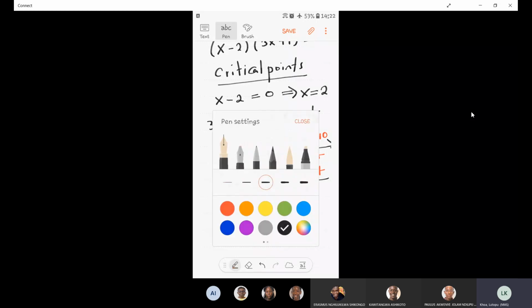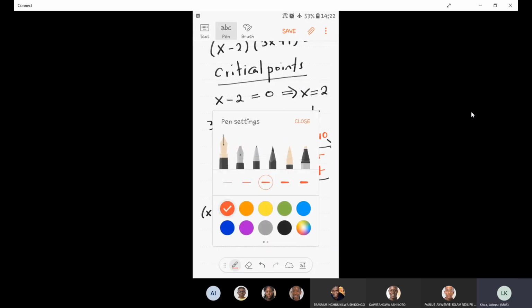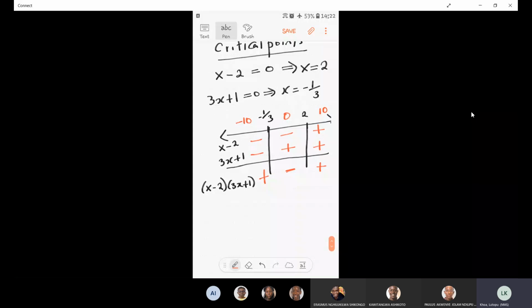Then in the last row, I have the product. So I have x minus 2, 3x plus 1. And then I work out the product of the signs in my table. So the first one, I have negative times negative. This will give me a positive. The second column, I have negative times positive, which is negative. And then the third column, I have positive and positive, which gives me a positive.